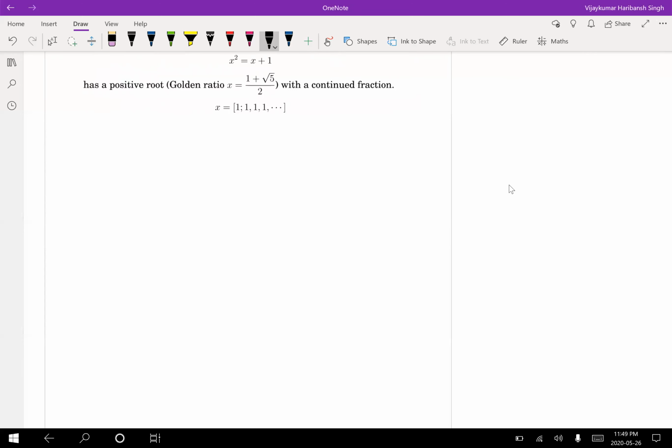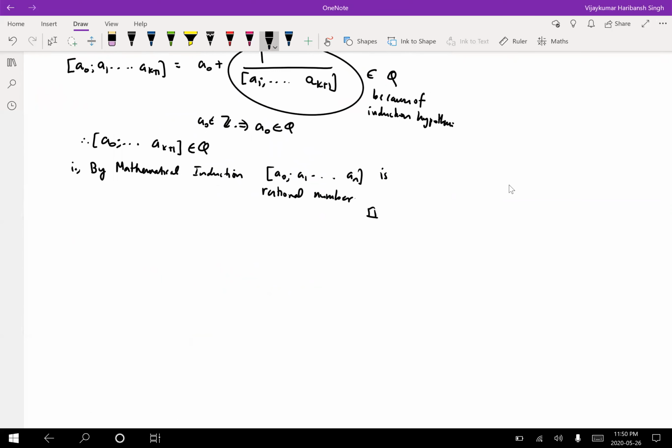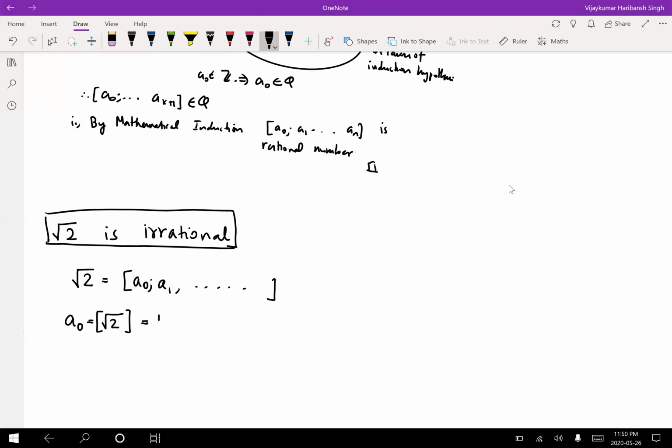Here is an example. We all know that square root of 2 is irrational. So square root of 2 is going to be a0, a1, dot, dot, dot. Now let's compute a0. a0 is the integer value of square root of 2, which is simply going to be 1. All right, so your alpha 0 is this guy.